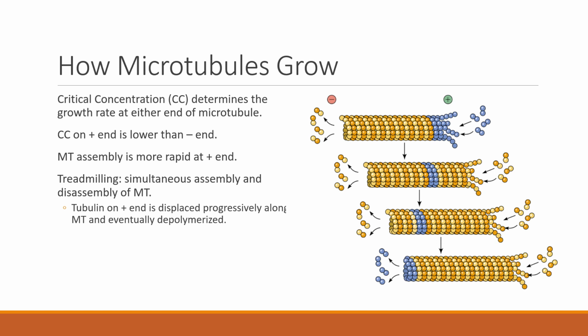This simultaneous assembly and disassembly of the microtubule is known as treadmilling. What ends up happening in treadmilling is that the tubulin molecules at the plus end are displaced progressively over time along the microtubule, and are then eventually lost by depolymerization at the opposite end.